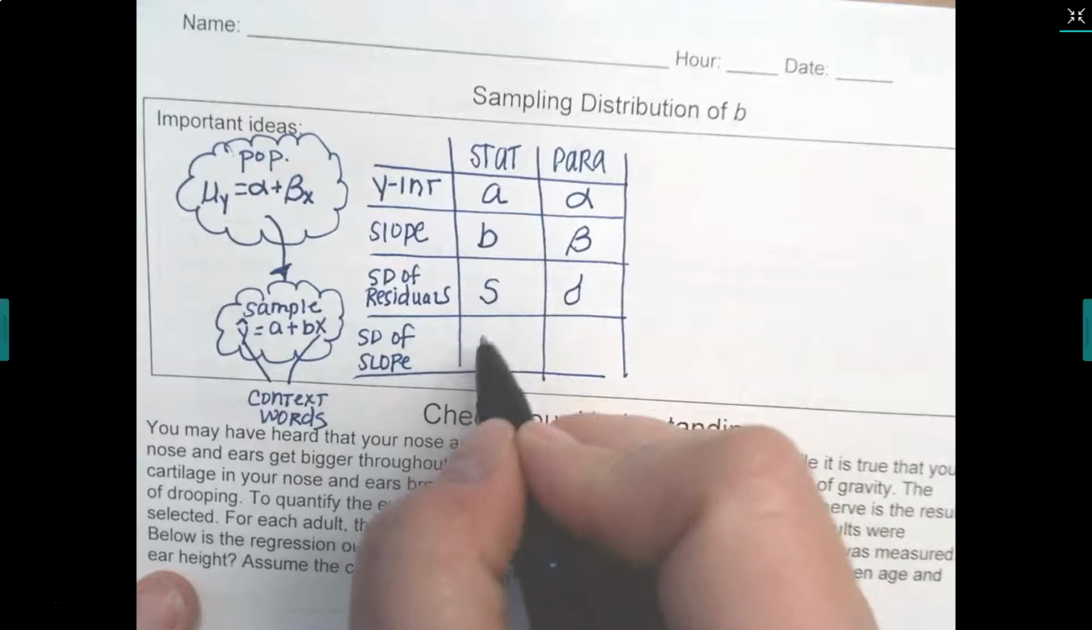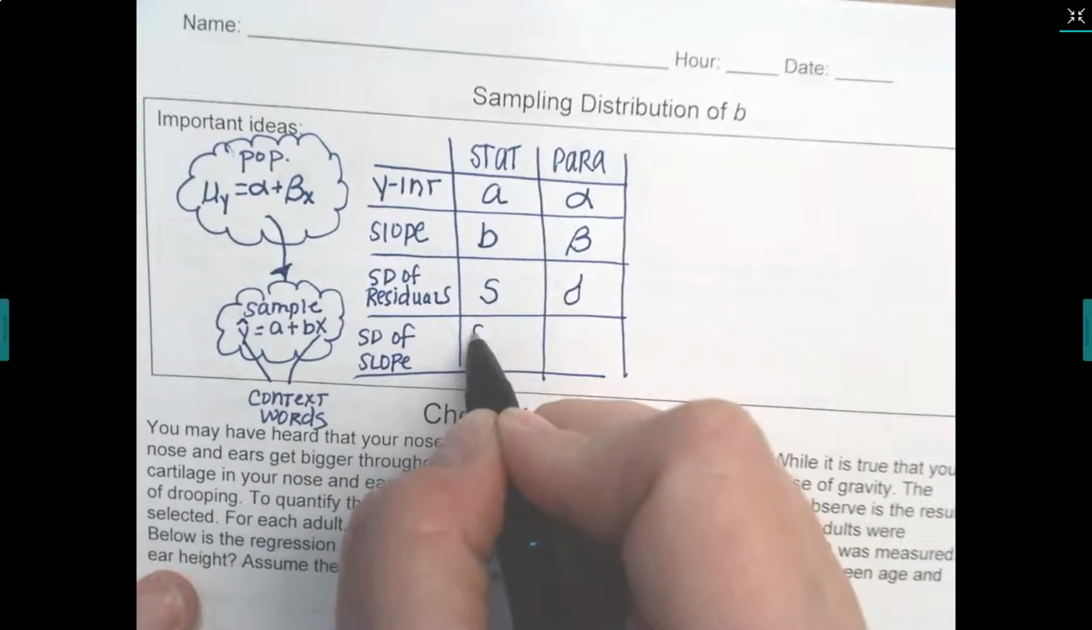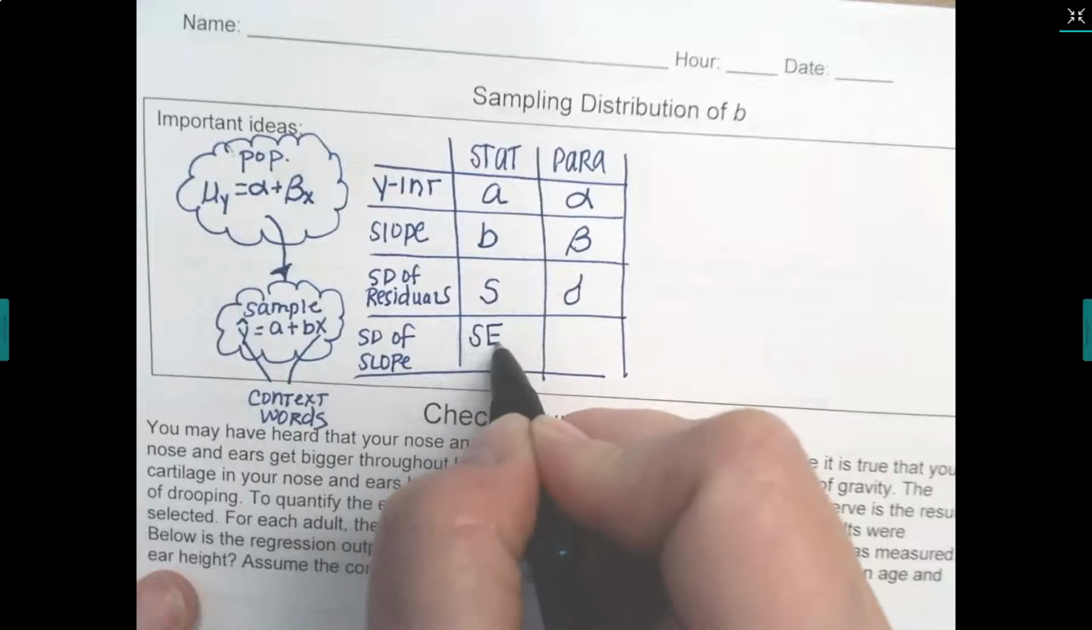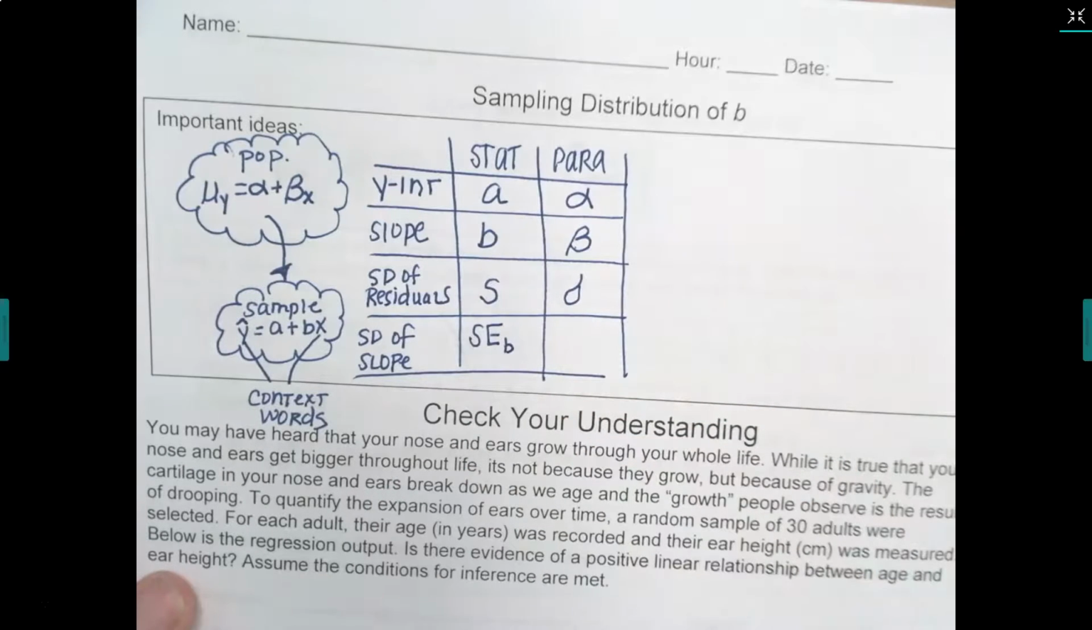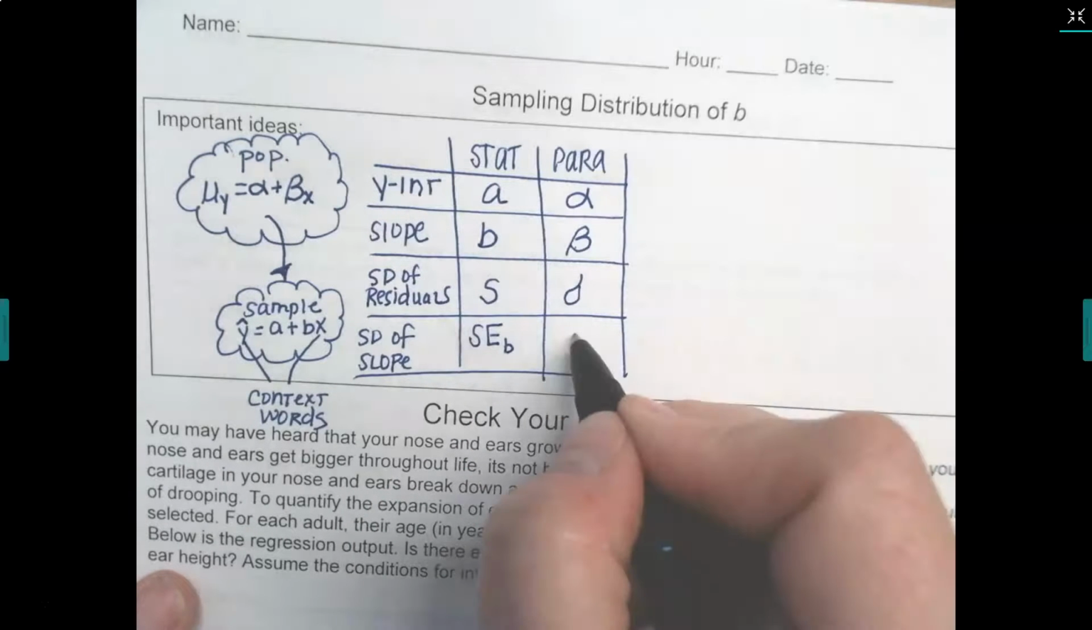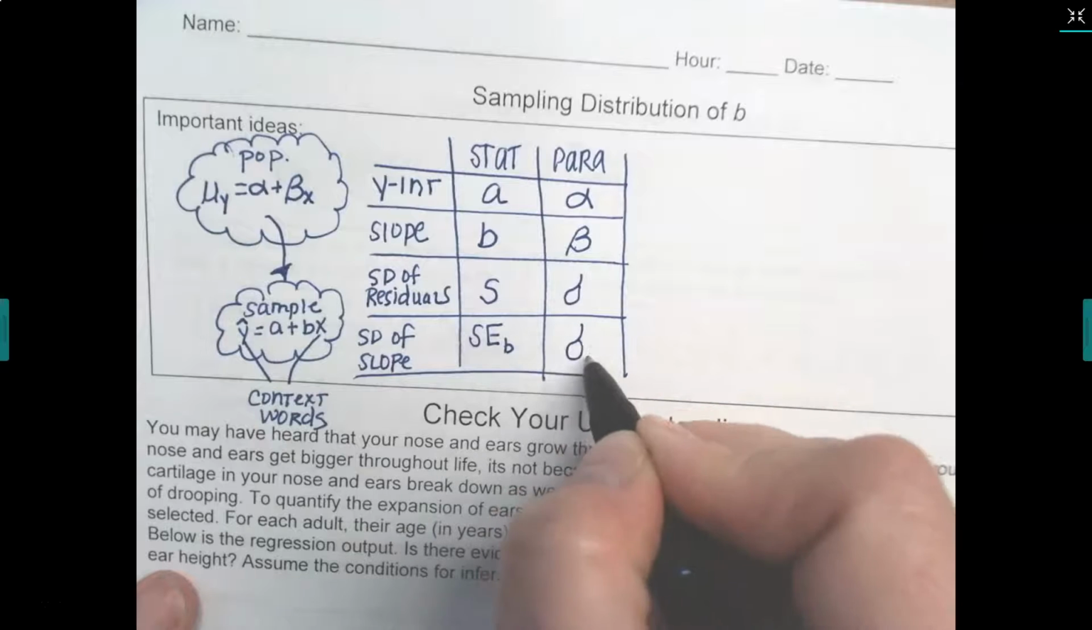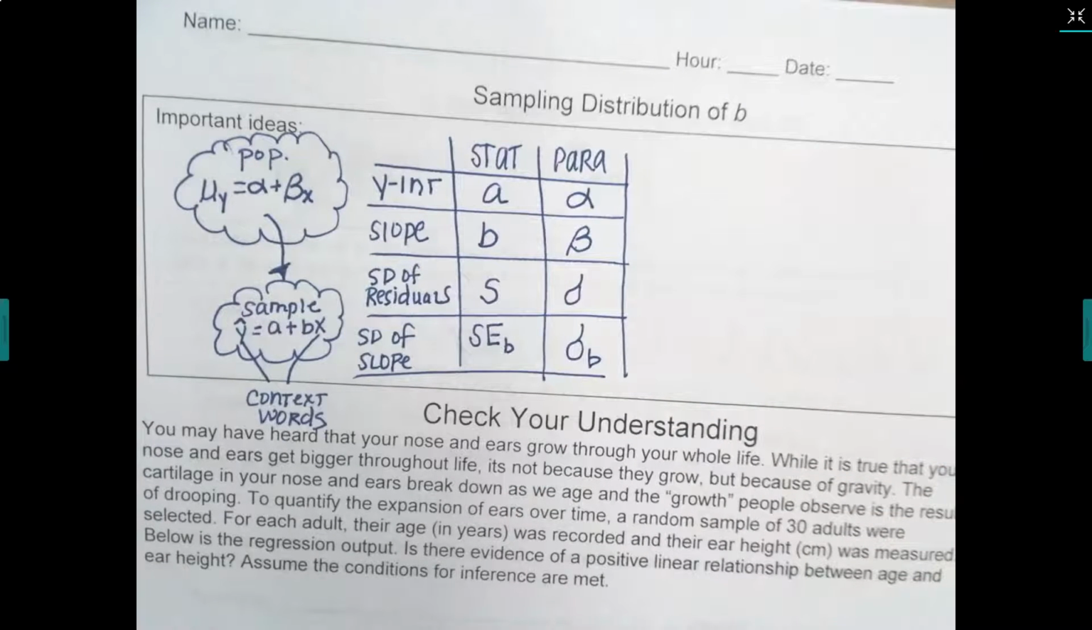And then the standard deviation of the slope. When we're talking with a statistic, we don't call it standard deviation any longer. It's the standard error. And we're going to put a little b there for slope, or standard deviation of the slope. It has a little b to help us remember.